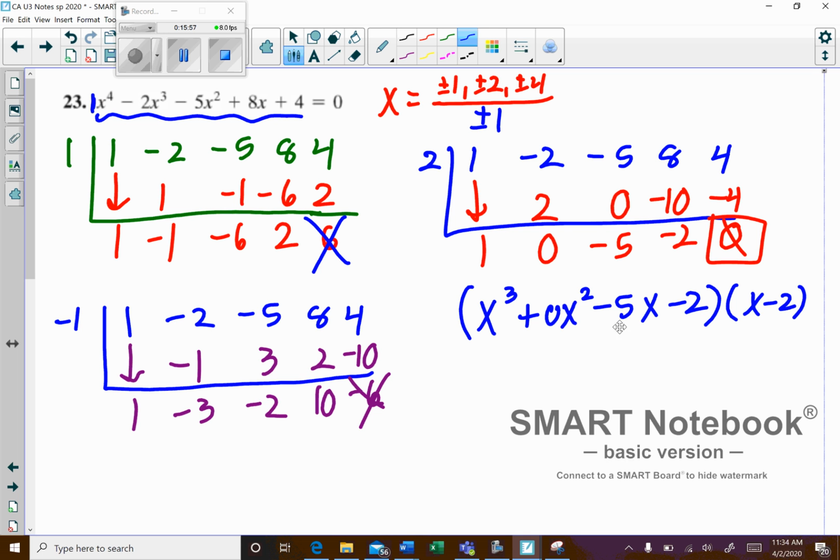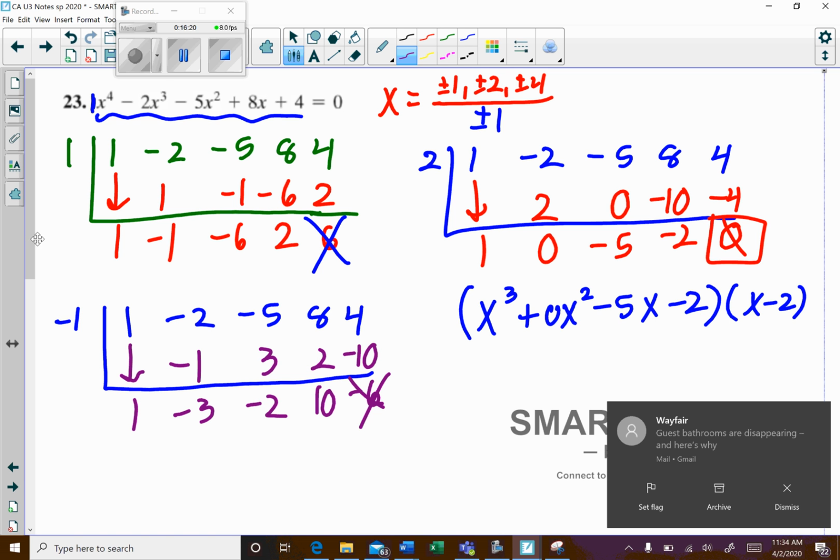I can't factor this right here. So I'm going to have to continue doing synthetic division. Now, you can start all over if you want, but you've already tested 1 and negative 1, so there's no point in trying those again, okay?